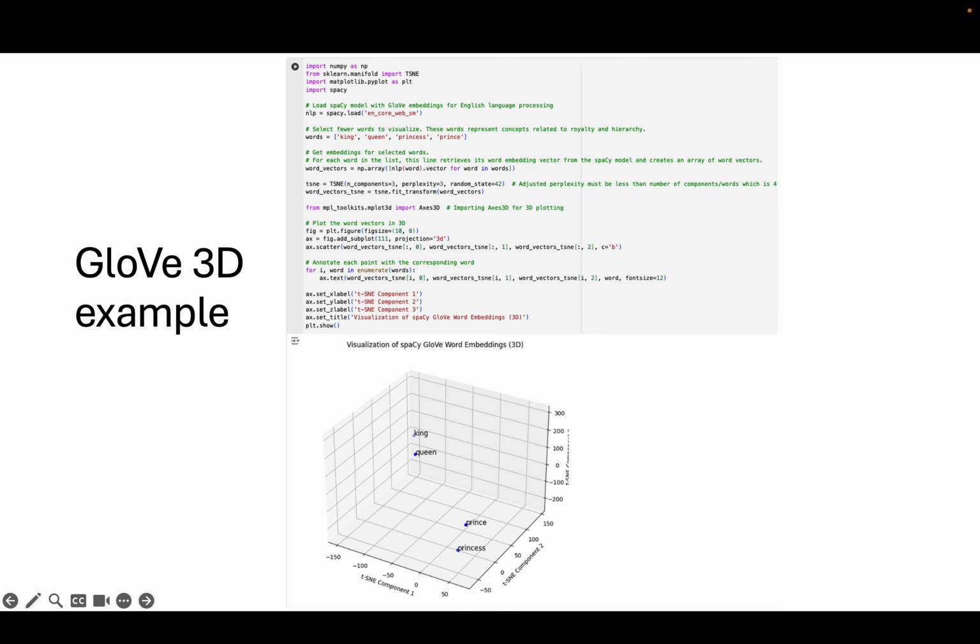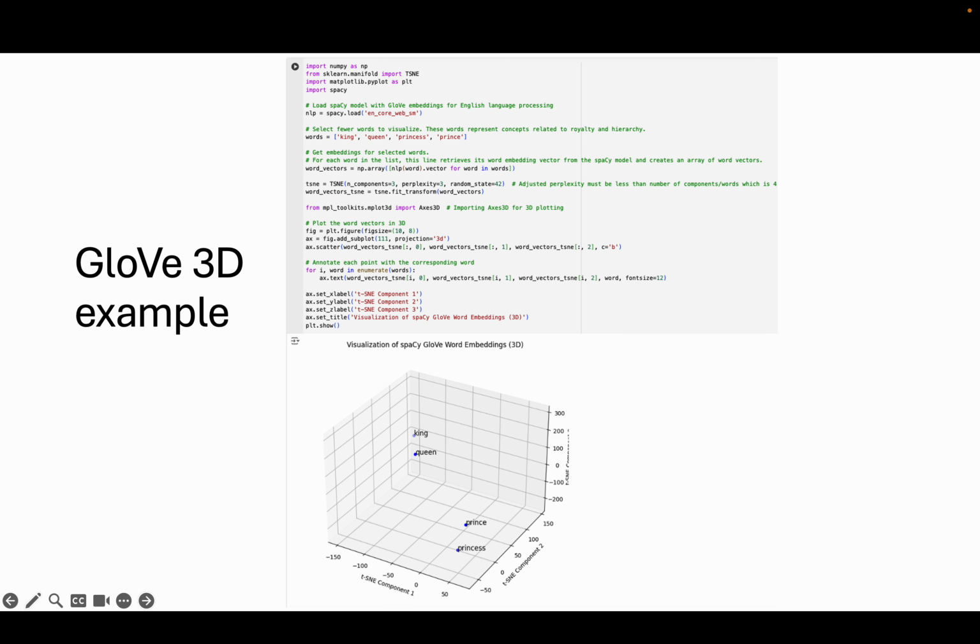The next example is similar. Here we extend our exploration of semantic relationships to a 3-dimensional space, while maintaining the focus on words associated with royalty and hierarchy. So we use spaCy's GloVe embeddings and the t-SNE dimensionality reduction. We transform the high-dimensional word vectors into a 3D scatter plot.